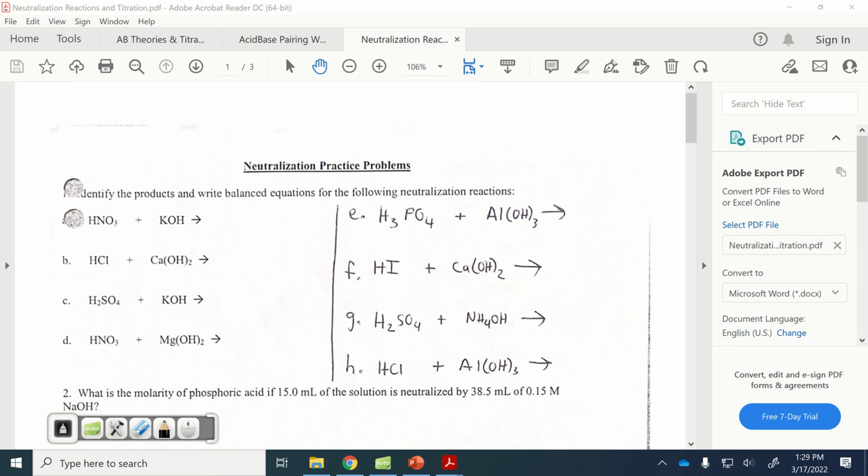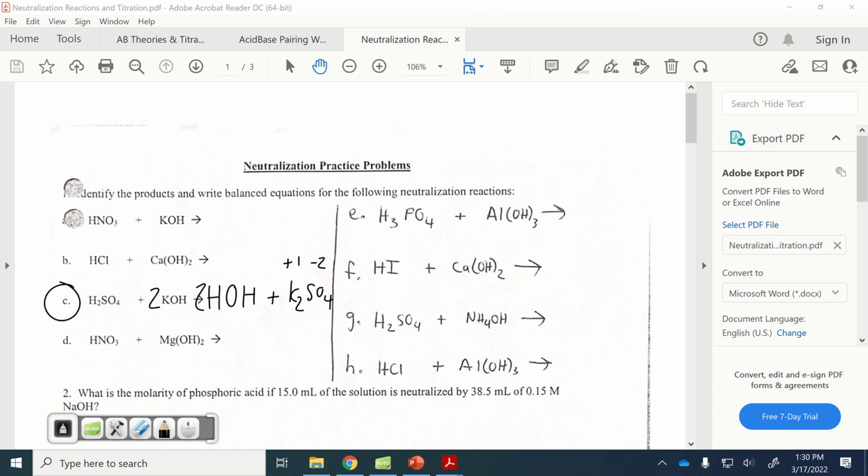So I'm looking at C. H2SO4 plus KOH. This is going to form HOH plus KSO4. K is plus 1, SO4 is minus 2, so that's K2SO4. I have 2 H's, I have 1 H, so I need to put a 2 right there. 1 SO4, 1 SO4, 1 K, 2 Ks, 2 right there. There you go, 2 OH's, 2 OH's. So there's another neutralization reaction.